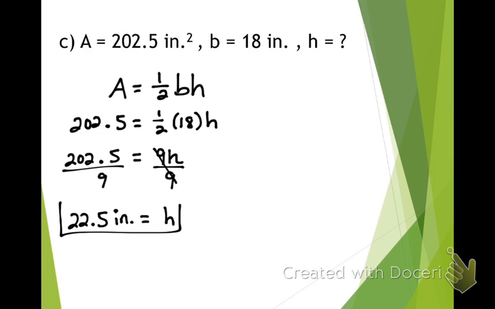22.5 inches is correct. Remember, once again, you're finding the height of that triangle, so you don't need to square it because it's not the area. I know that sometimes people are confused because they say, I am finding the area, but you're not. The area is already up there for you. You're simply finding the height of what that triangle would be.